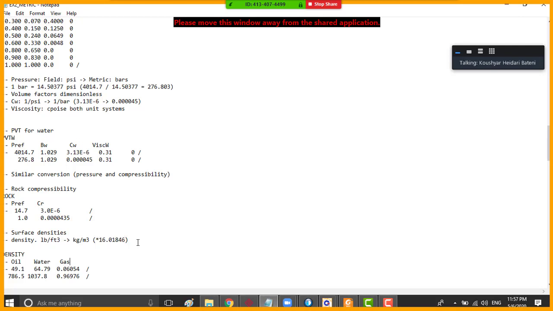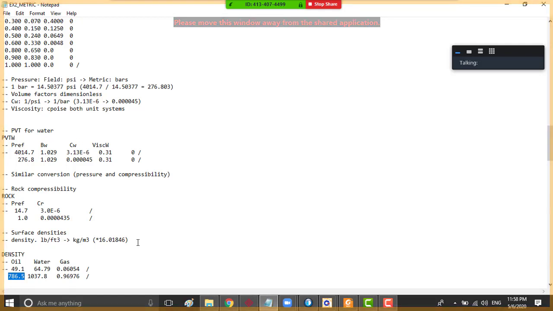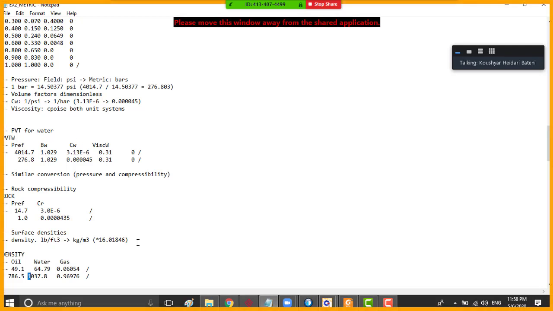Now, if you do that for every column here, you're going to get the density for oil to be equal to 786.5 kilogram per cubic meter. You're going to get 1037.8 kilogram per cubic meter for the density of water, and you're going to get 0.96976 for the density of gas in kilogram per cubic meter. Okay?